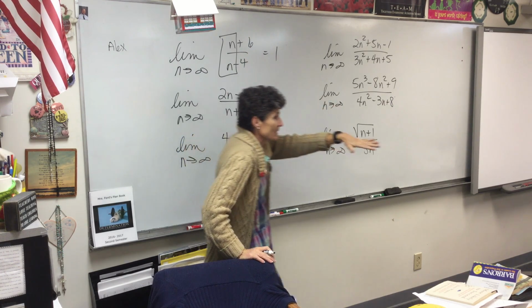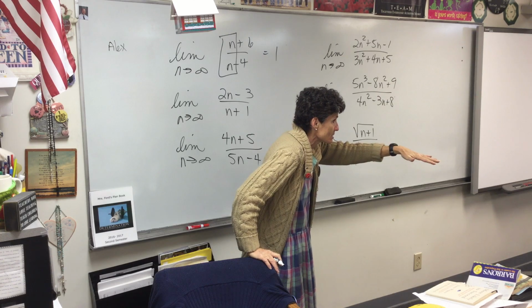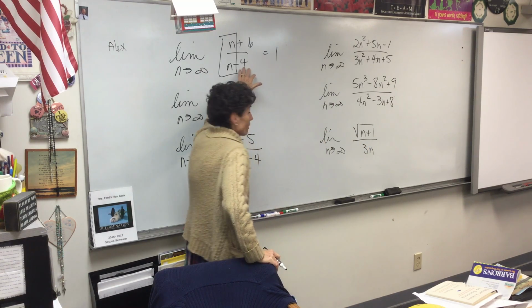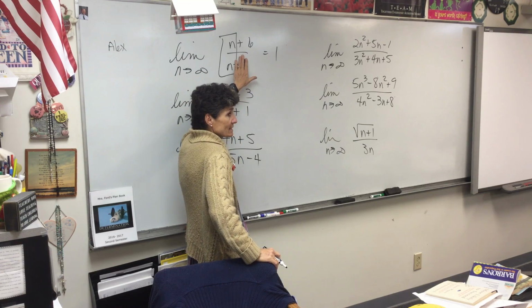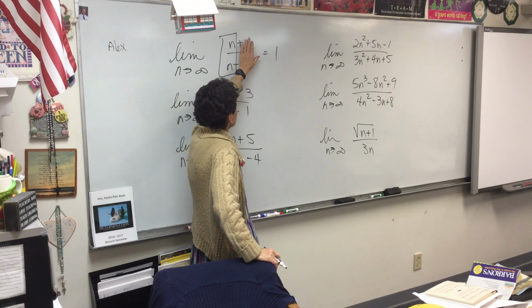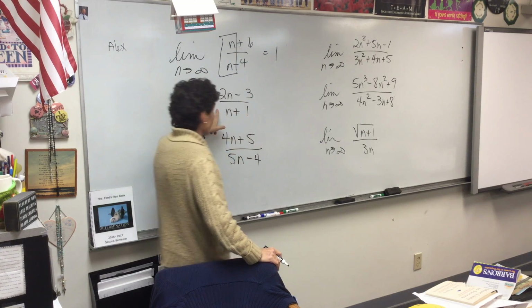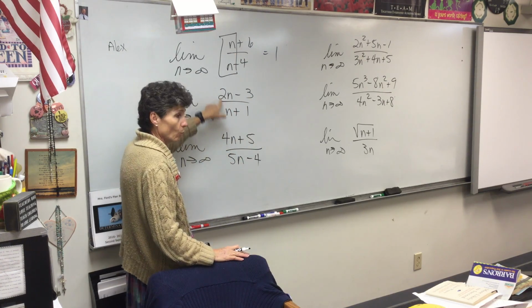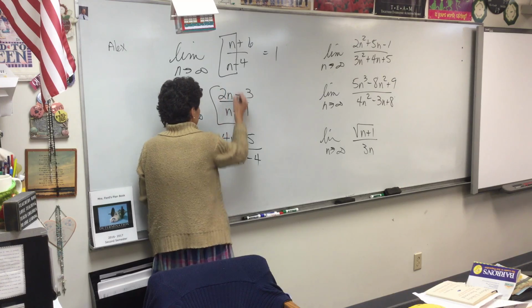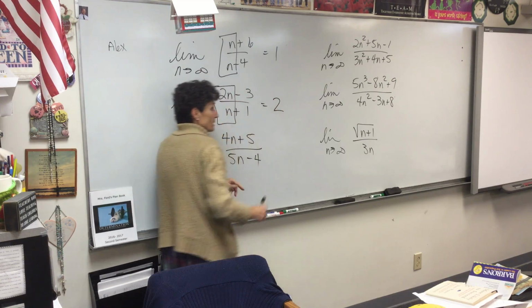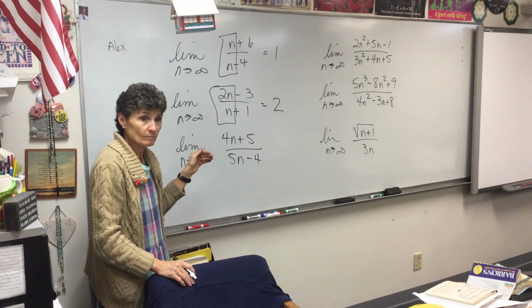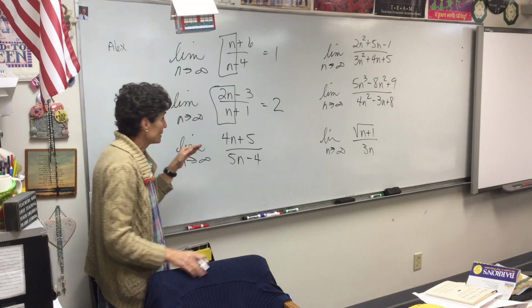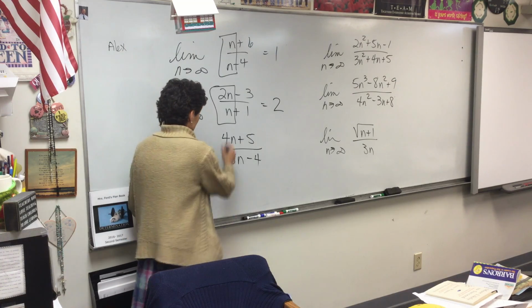If I said, Michael, I'm going to give you $1 billion, but I'm going to keep $4 myself, you don't care. That 4 is insignificant. These numbers don't matter. N over N is 1. So, what's this one? This one would be 2. It's 2n over 1n.